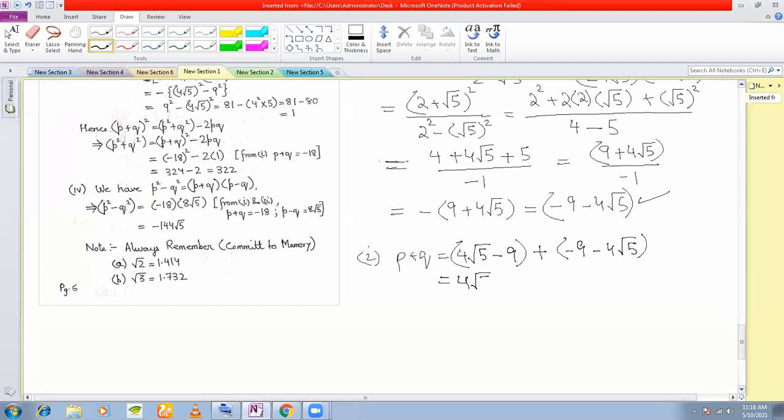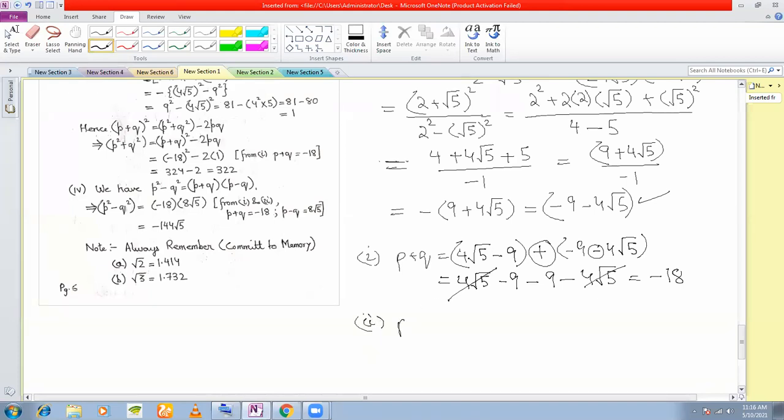This is 4 root 5 minus 9, and you have minus 9. Because you have a plus sign here, this sign will not change. This will remain minus 4 root 5. Now this plus 4 root 5 and minus 4 root 5 will cancel. You simply get minus 18. So this was P plus Q.